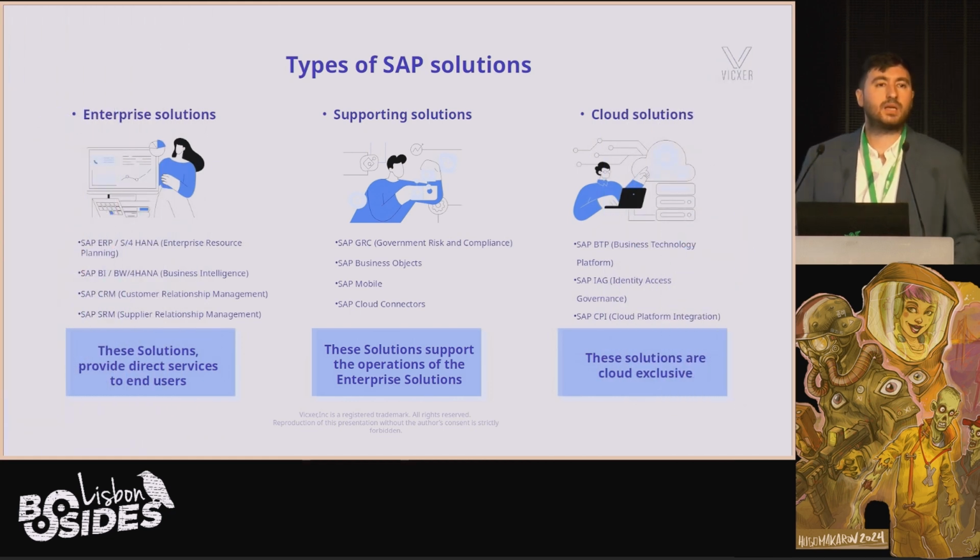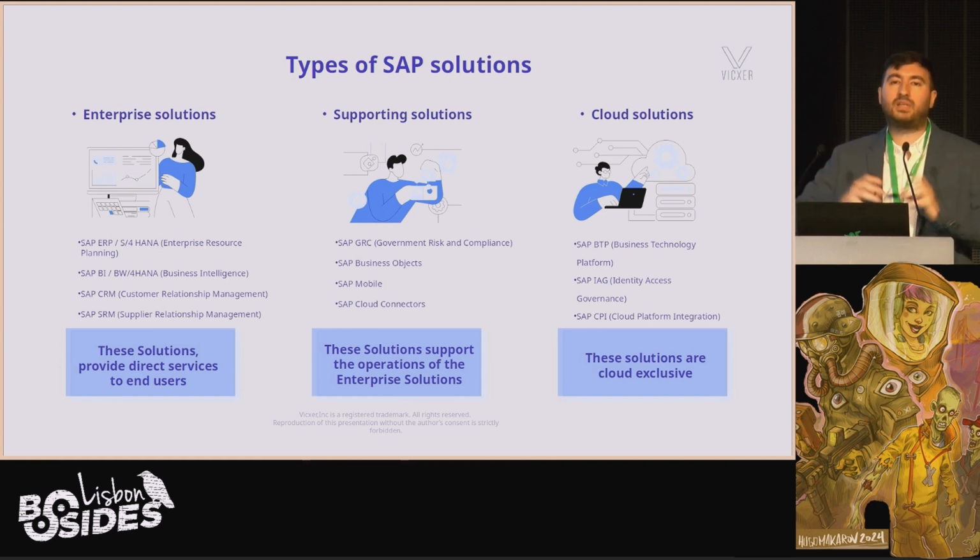So, in terms of solutions, how many SAP systems are out there and what are the main differences? I'm going to give you once again a super oversimplification just to give you an idea of what they are out there and what information they hold. Because again, this could be like a gigantic map if we wanted to expand. But for simplicity's sake, I have divided this in 3. Enterprise solutions, supporting solutions, and the new ones, the cloud solutions.